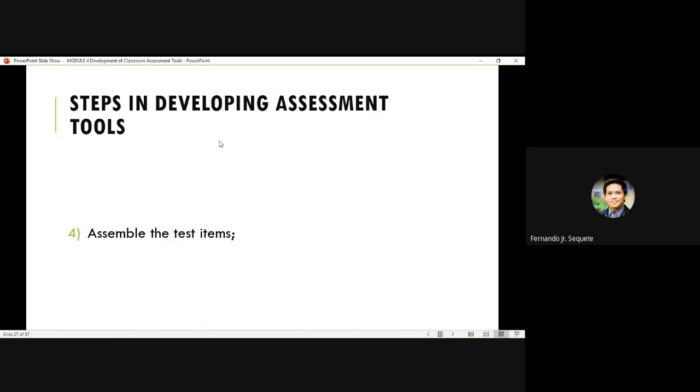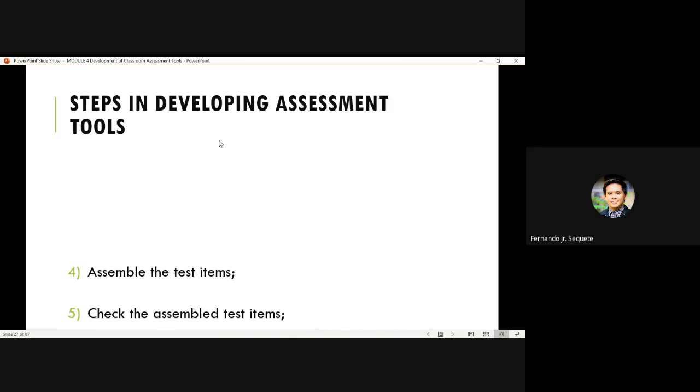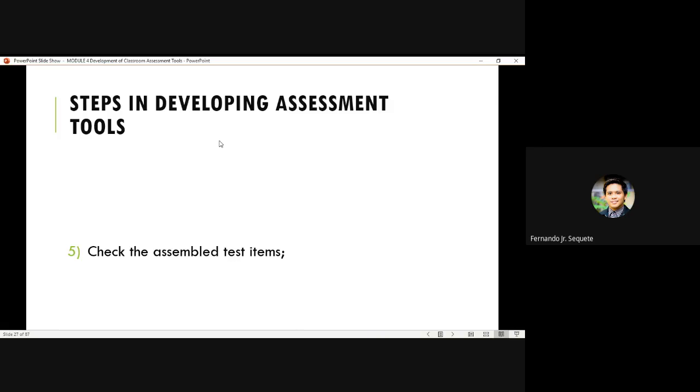Next is assemble the test items. When we say assemble the test items, it is now the time to put together all the multiple choice, all the enumeration, identification, and so on. So that is what we mean by assemble the test items. Number five, check the assembled test items. Maybe there is a mistake, or maybe a question was placed in identification, or a question was placed in enumeration.